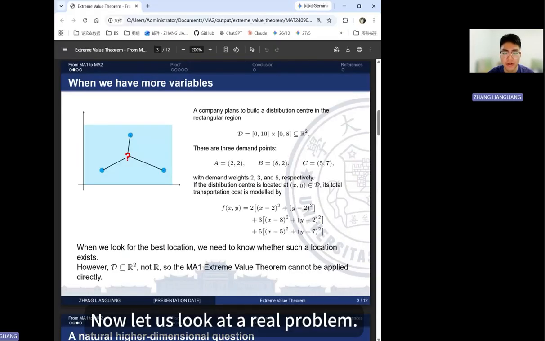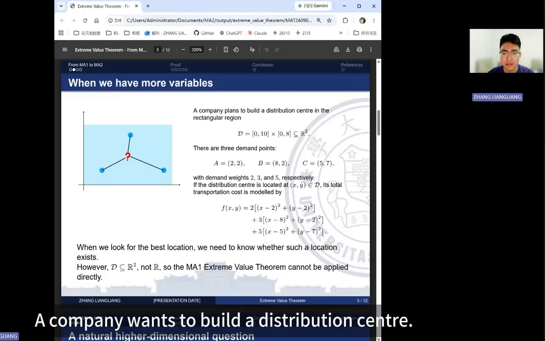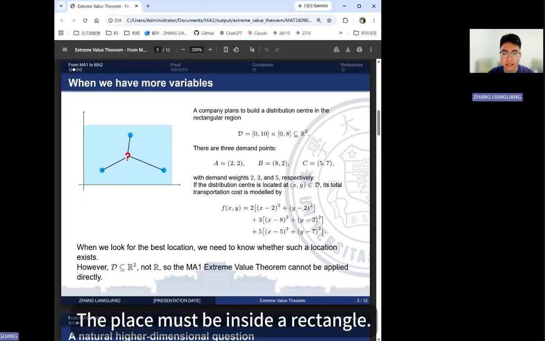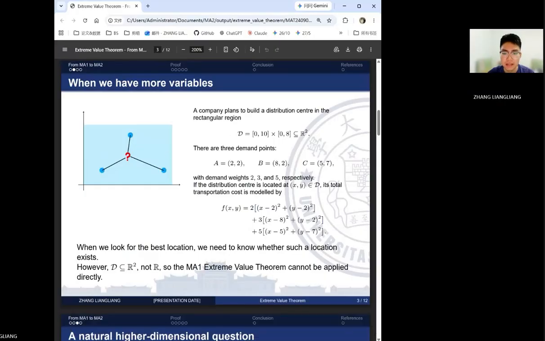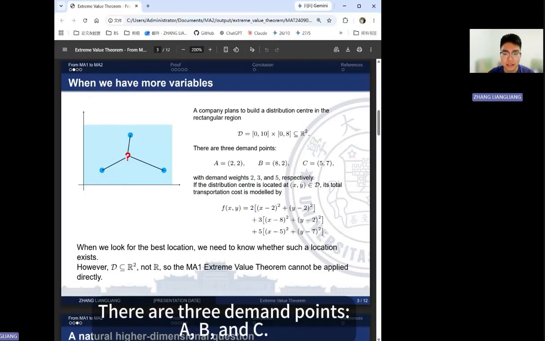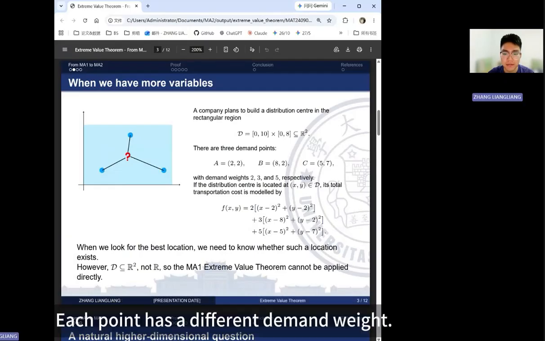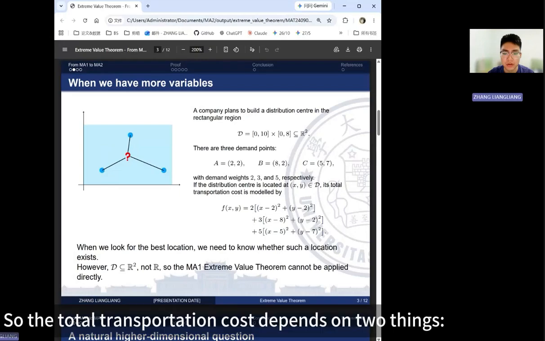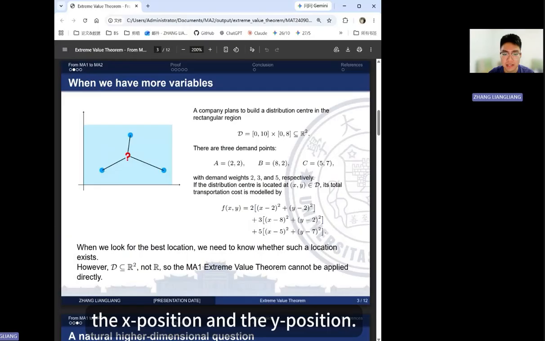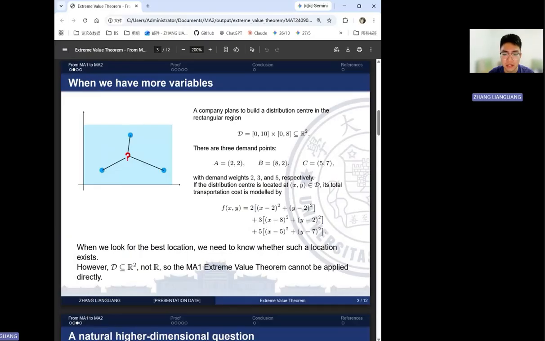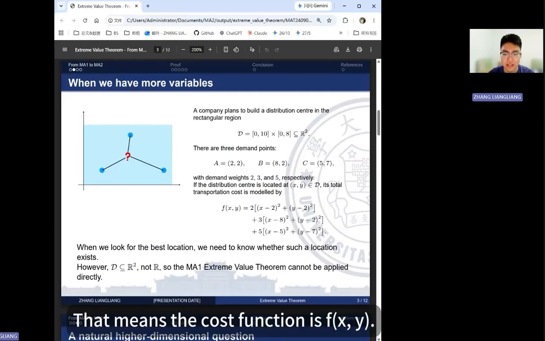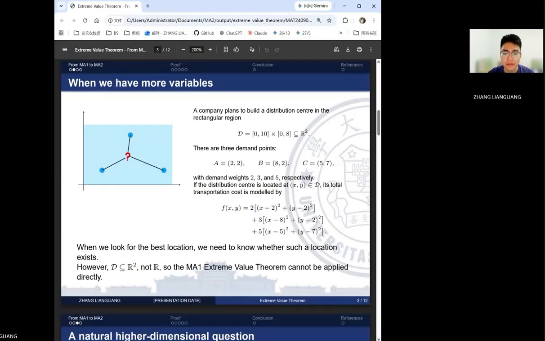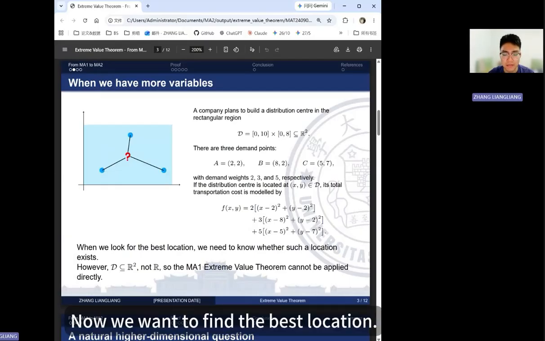Now let us look at a real problem. A company wants to build a distribution center. The place must be inside a rectangle. There are three demand points, A, B, and C. Each point has a different demand weight. So the total transportation cost depends on two things, the x position and the y position. This means the cost function is f(x, y). Now we want to find the best location.